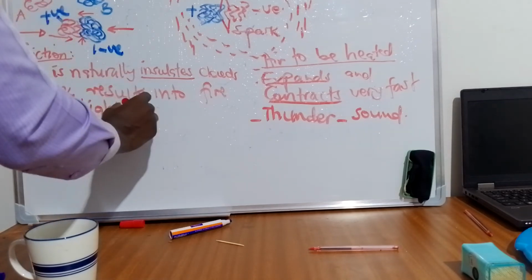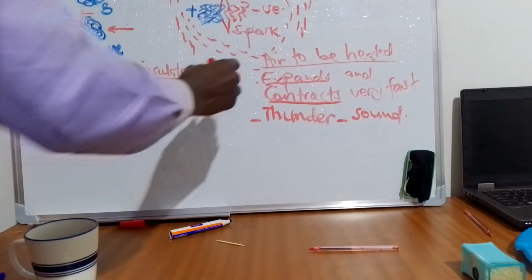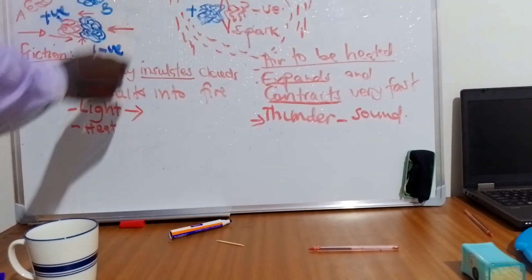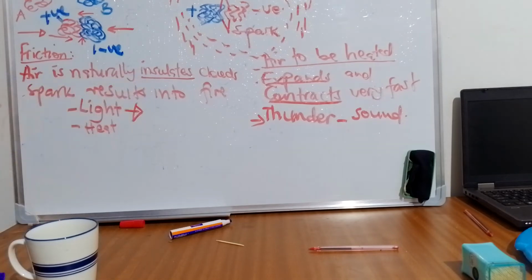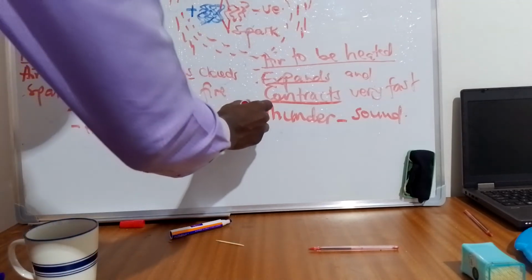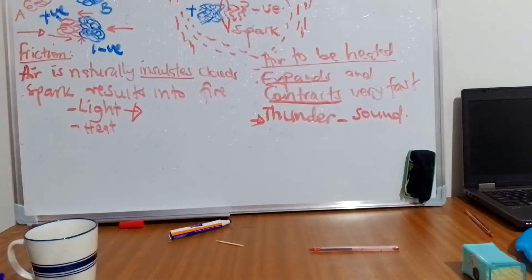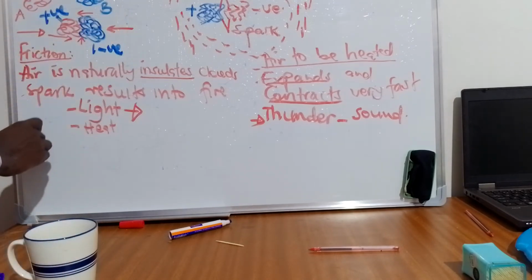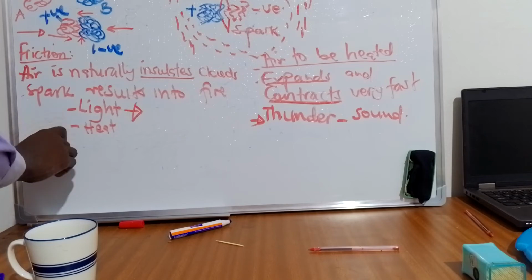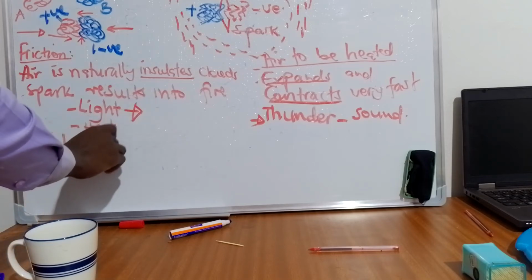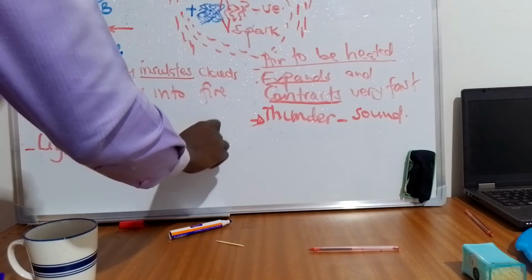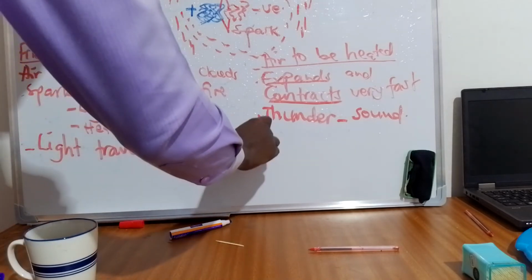Why do we see light before we have had thunder? During lightning, we see light faster before we have had thunder. The reason is one, light travels faster than sound.